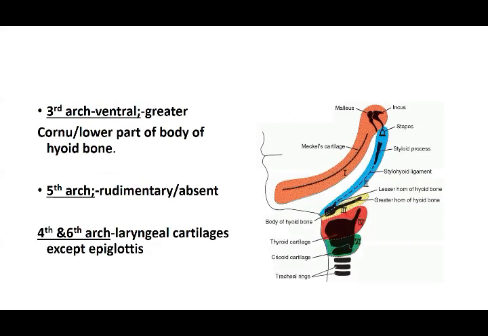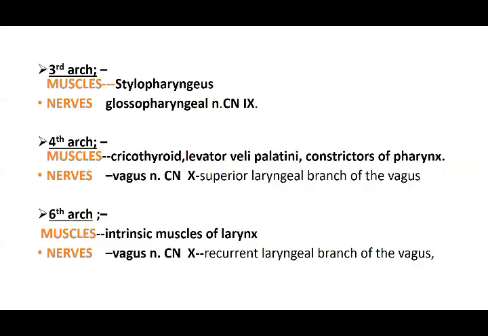Third arch, rudimentary, gives rise to the lower part of the body and the greater horn of the hyoid bone. You see this picture, this shows you the different parts. And then fifth is rudimentary, doesn't give rise to anything. Fourth and sixth, they give rise to the laryngeal cartilages and the epiglottis. So for the third arch the nerve is glossopharyngeal, and for the fourth and sixth it is the vagus nerve.